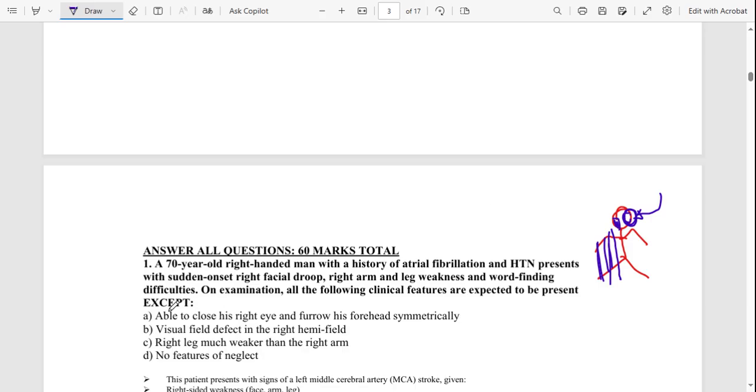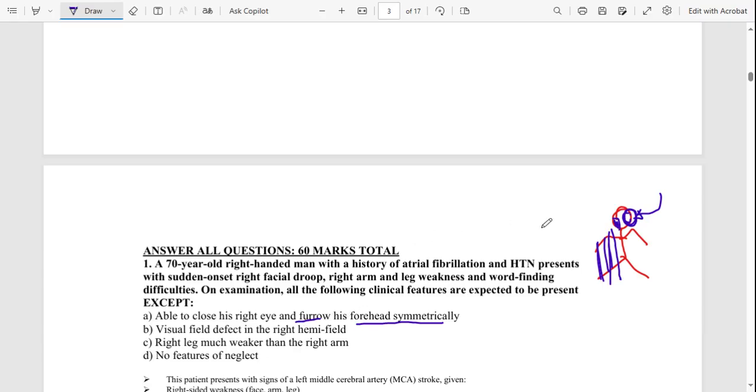When you look at the other features mentioned, A is saying able to close his right eye and furrow his forehead. Of course, he can close his right eye. The eye is going to be okay because the control of the eye opening and closing is not what we're looking at in the posterior aspect, the occipital lobe, which is specifically for sight, vision. Of course, we also have the control of the opening of the eyelids, but this is specifically for vision. And then the forehead, they can furrow the forehead.